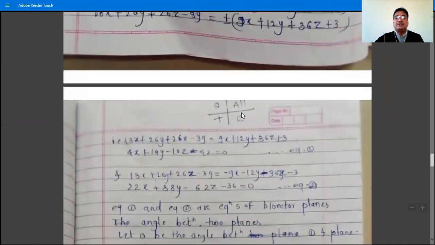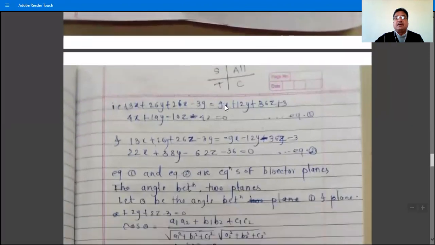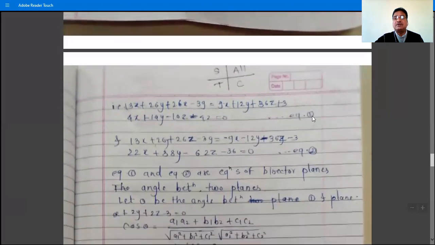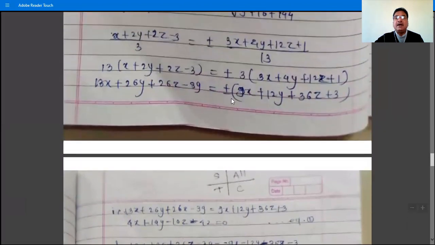Then take plus sign. First take plus sign. RHS. Okay. So LHS and RHS, and then we have the equation 4x plus 14y minus 10z minus 42 is equal to 0. Suppose this is equation number 1. And then take minus sign.